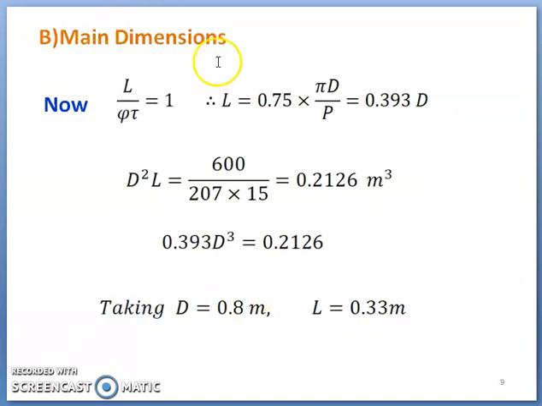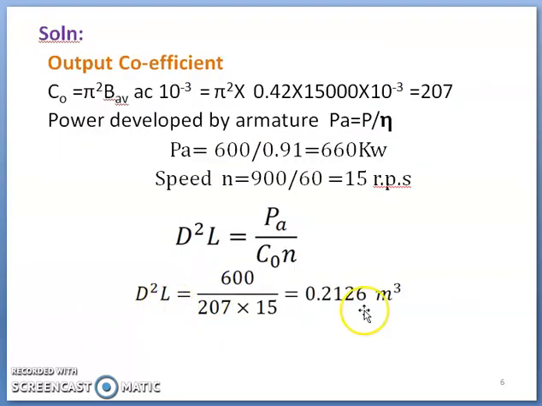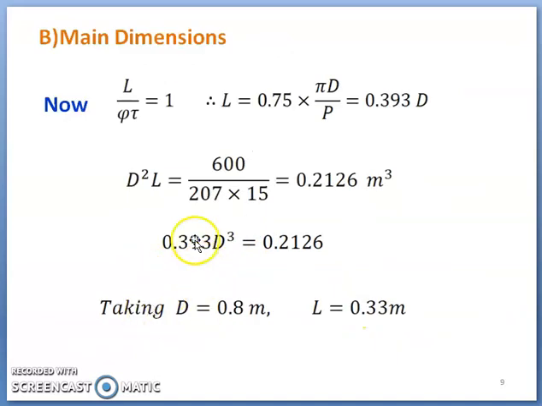Then how to calculate main dimensions? We use this relation L by tau equal to psi. Therefore L equal to, as tau is pi d by P, psi is given. Ratio of pole arc to pole pitch is given as 0.75. Hence L equal to 0.393 d. Then d square L we have already calculated here, that is 0.2126. So using this relation and after simplifying, we get d equal to 0.8 meter and L equal to 0.33 meter.